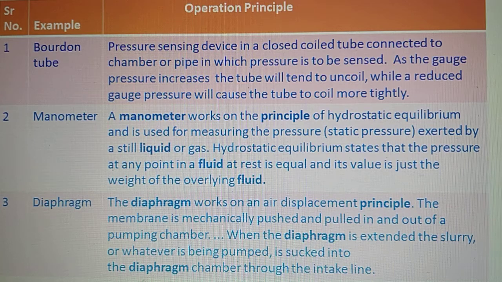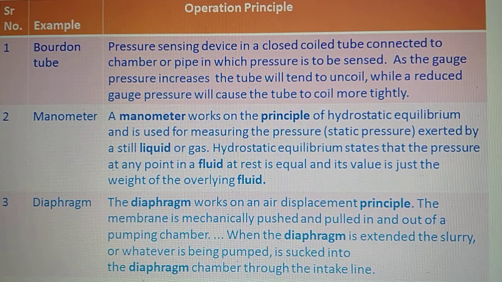And the operating principle of the Bourdon tube pressure sensing device: it is a closed coil tube connected to a chamber or a pipe in which pressure is to be sensed. As the gauge pressure increases, the tube will tend to uncoil, while a reduced gauge pressure will cause the tube to coil more tightly. This is the operating principle of the Bourdon tube.